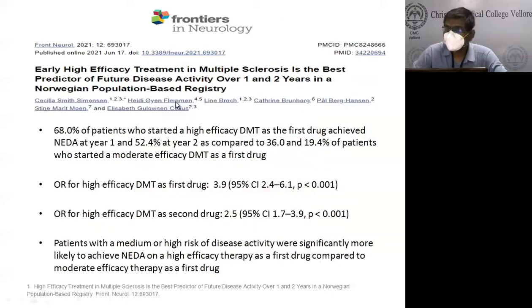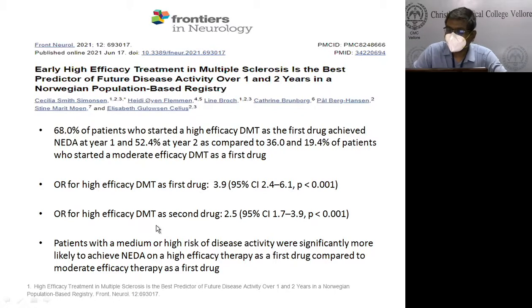So this is a recent study, which came in June 2021, in which they found that early high efficacy treatment in multiple sclerosis is the best predictor of future activity. It's a retrospective registry in which they categorized patients who had received initially a high efficacy treatment versus a moderate efficacy treatment, and found that if you start a high efficacy DMT as a first drug, the odds that your disease is under better control is almost 4 times higher.